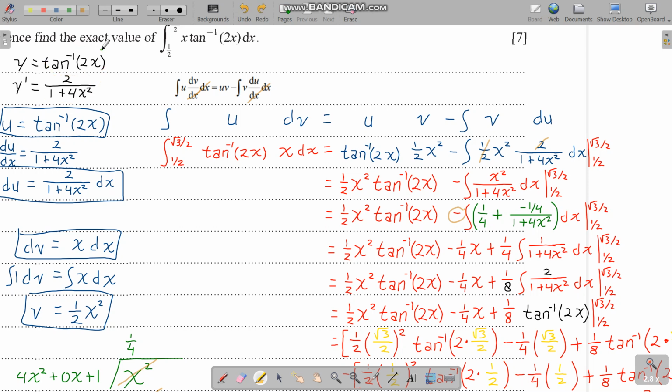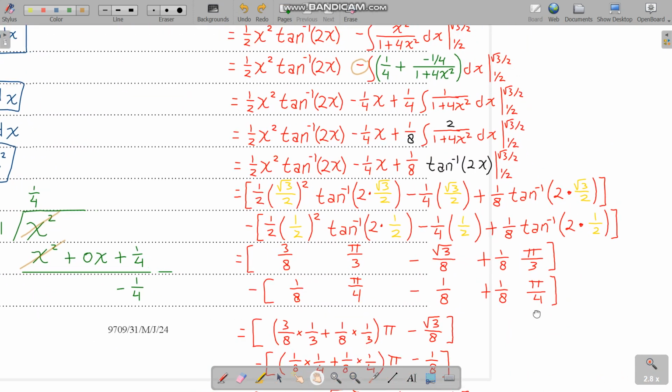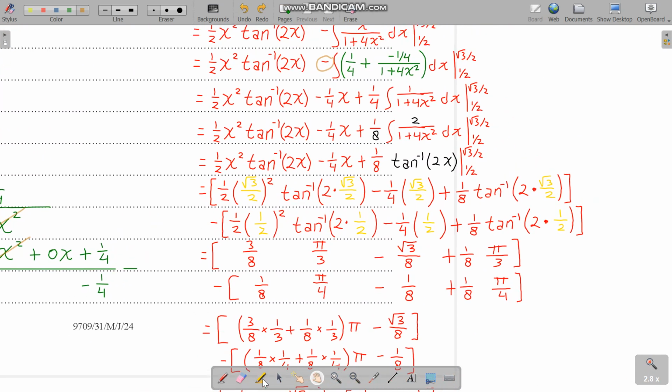So just modify to get exactly 2 over 1 plus 4x squared. We multiply by 2, but we divide by 2. So 1/4 times 1 is the same as 1/8 times 2. Now this form is exactly the same as what we have in the previous part. So the integral is just inverse tangent 2x. Okay, so we have integrated everything. Now it's time to plug in the terminals.